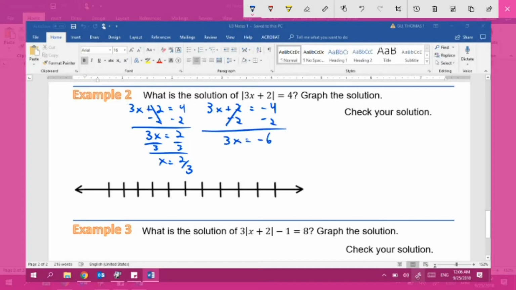3x equals negative 6. Then to get x by itself, we divide by 3. And then x equals negative 6 divided by 3, which is negative 2. So my two answers are x equals 2/3 and x equals negative 2. So now let's graph this, okay?